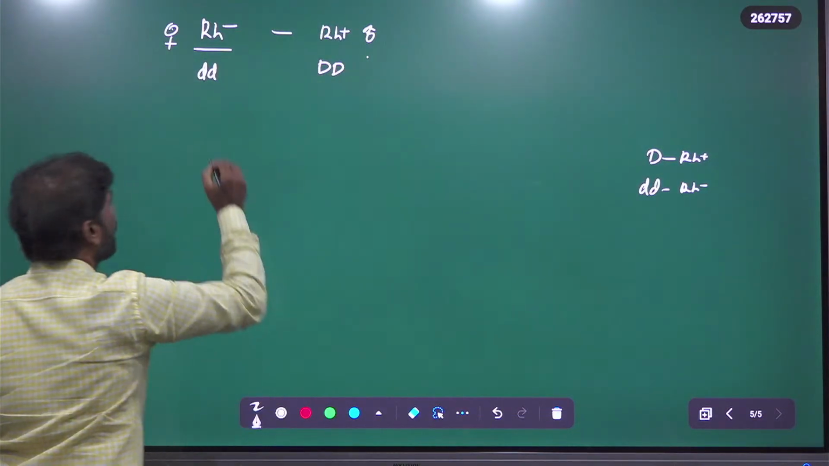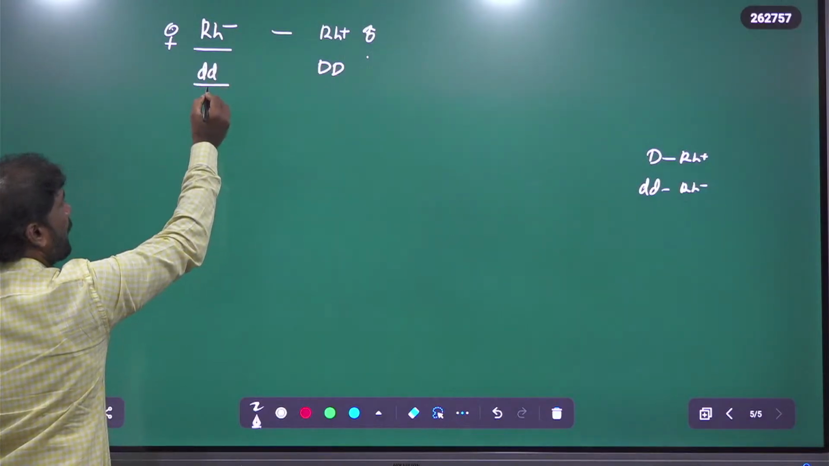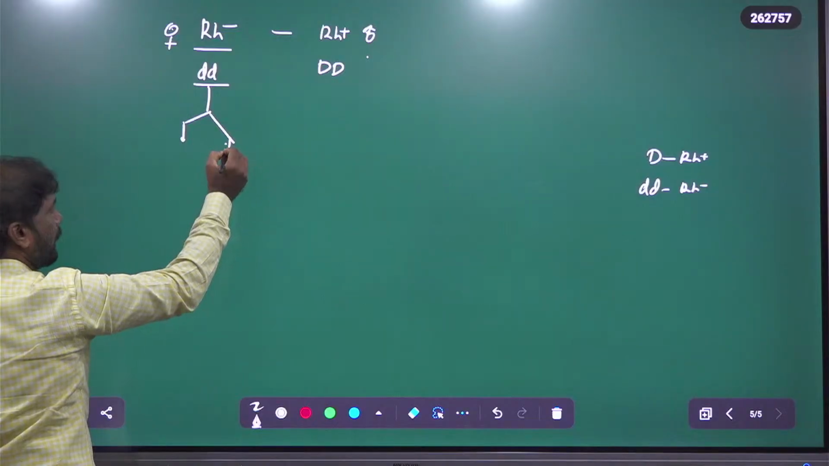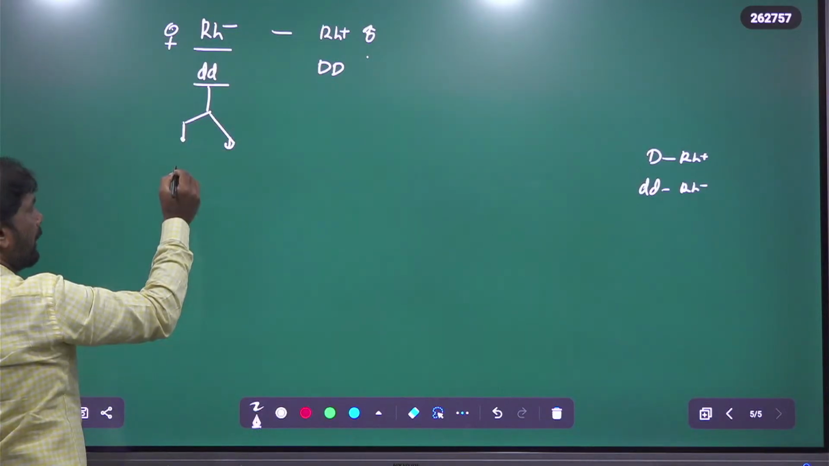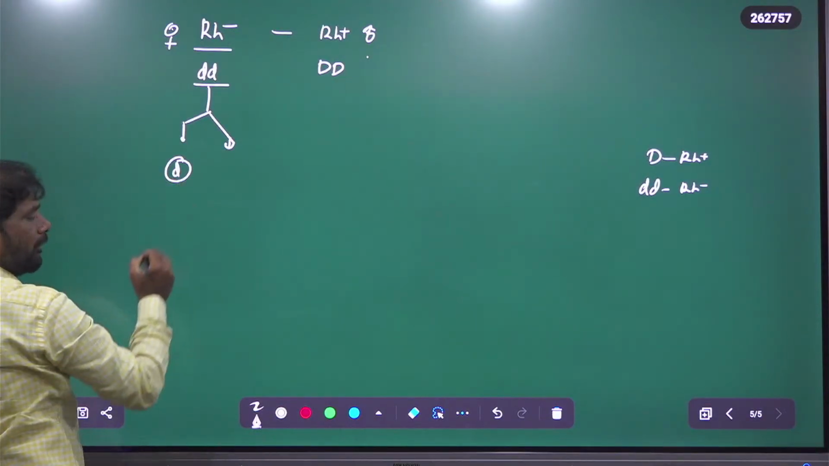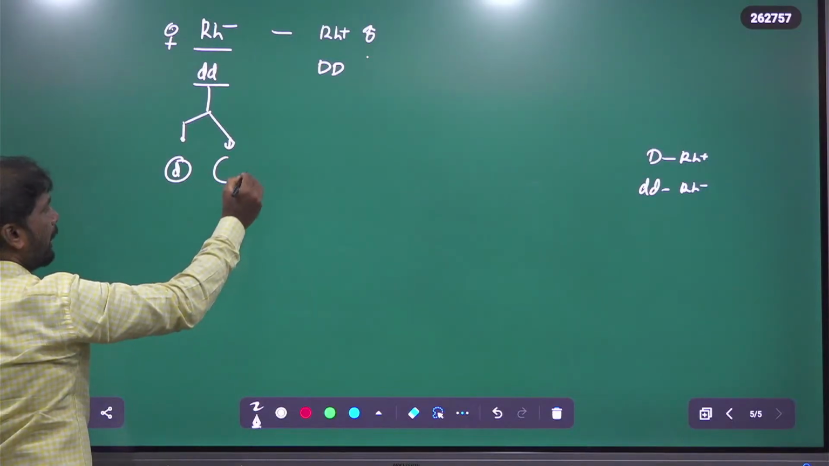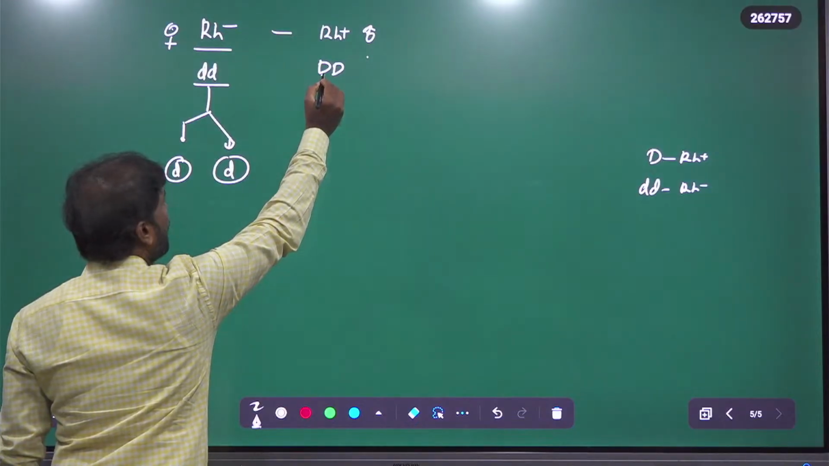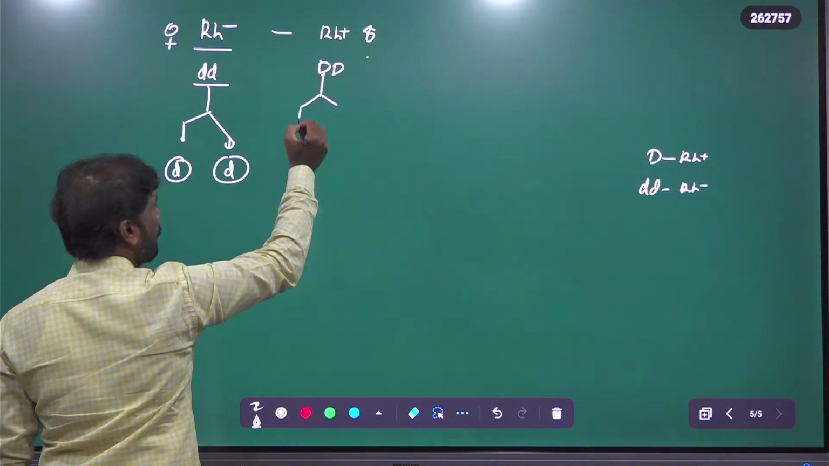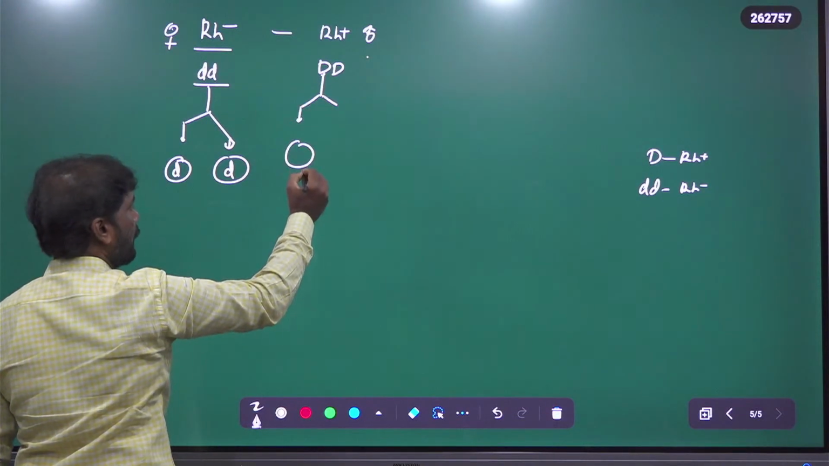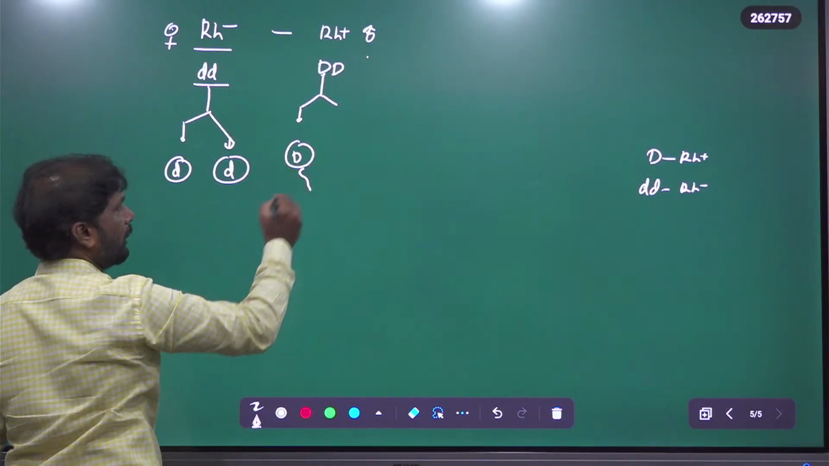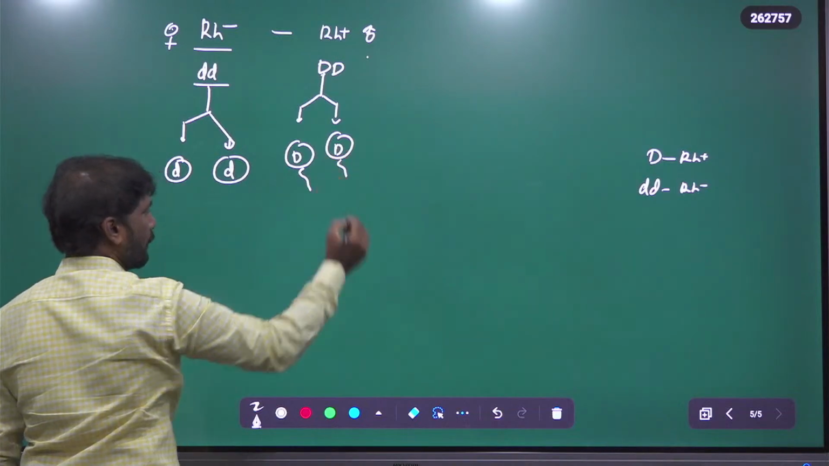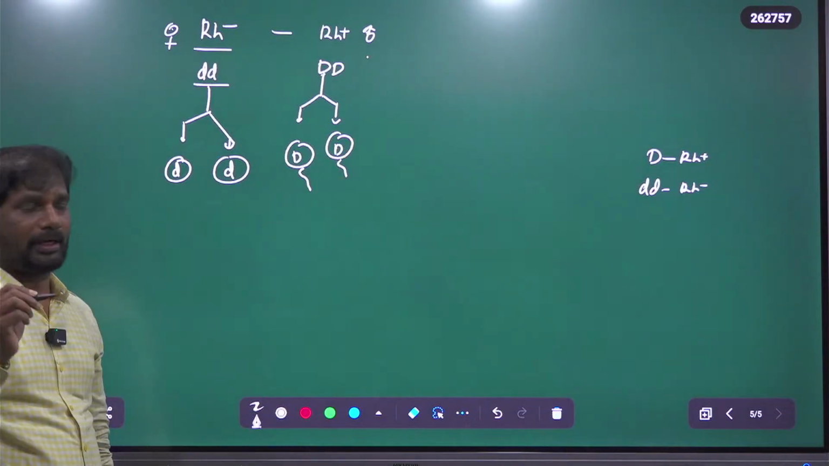For example, the female organism leads to the production of two gametes. One gamete includes a small d, and the second gamete also includes a small d. The male releases two gametes, the sperms. One sperm includes a capital D, and the other sperm also includes a capital D. These are the alleles for Rh blood typing.